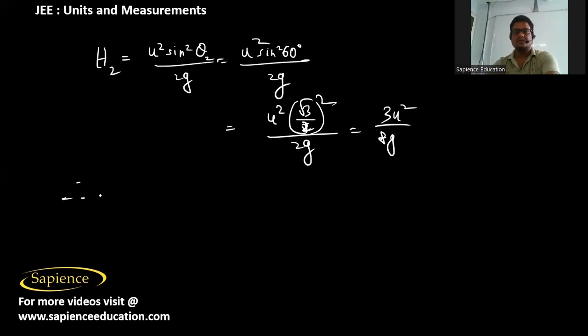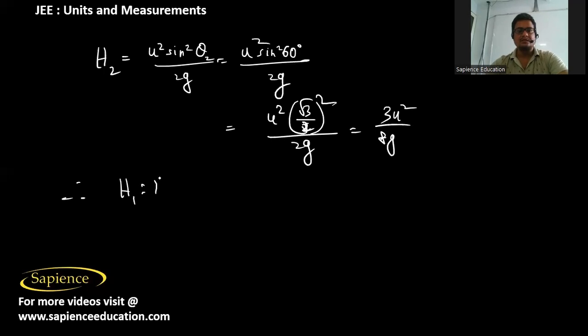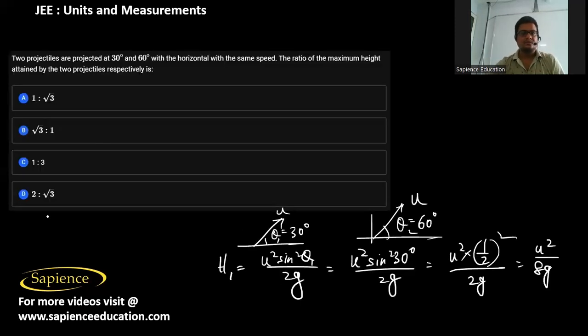Now therefore, the ratio of the maximum heights attained, h1 is to h2, will be equal to u square by 8g is to 3u square by 8g. So that will be equal to 1 is to 3. So option C is the correct answer.